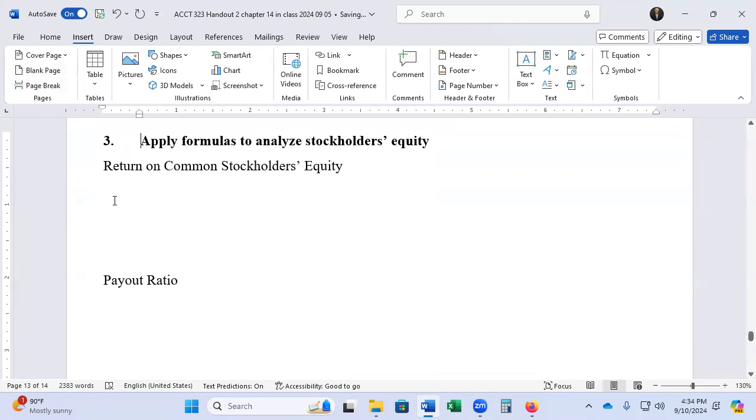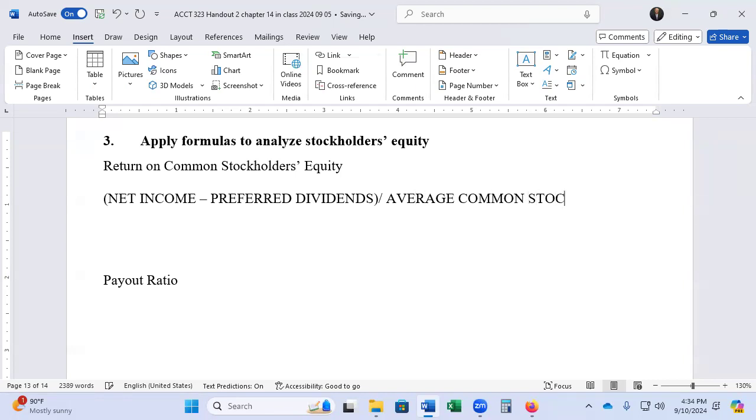Okay, so these are a couple of formulas that analysts will use to evaluate company performance, and these just come from the end of the chapter, pretty straightforward stuff. And so what is the formula for return on common stockholders' equity? And that's going to be net income minus preferred dividends. And that's going to be divided by average common stockholders' equity.